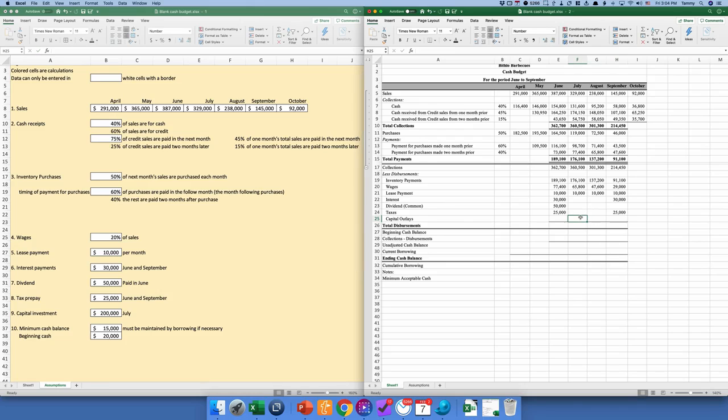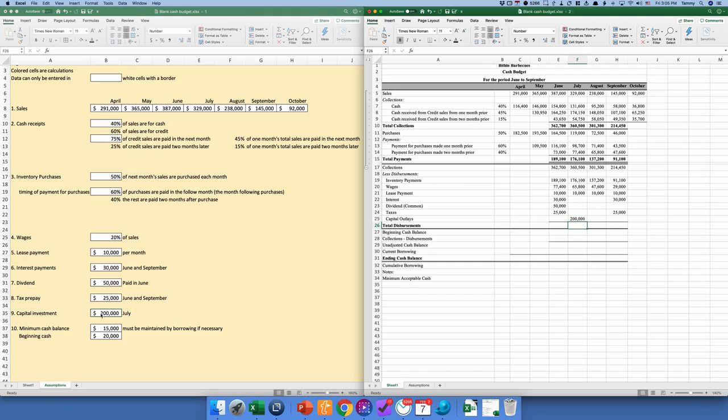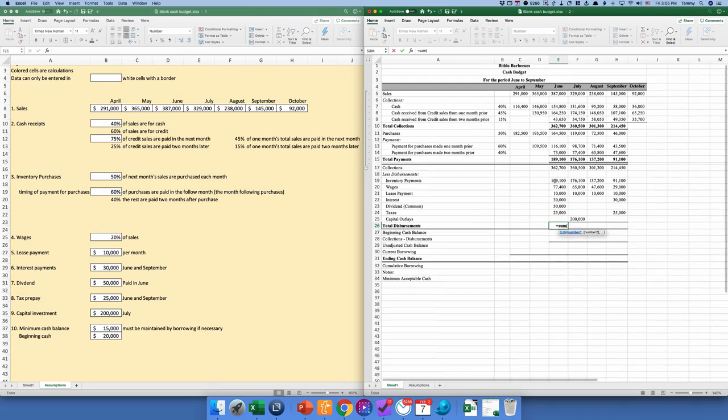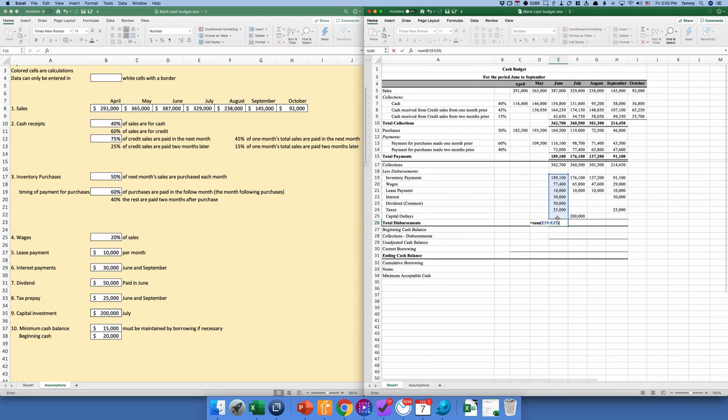Our capital investment, we are looking at spending some serious money in July, $200,000, and that's part of what we want to do this budget for. We want to see when we can afford to do this. Here's our total disbursements, and we want to make sure that when we're using this sum function, we get all of those rows, including the rows that are blank, just in case we move things around. Our total disbursements there are 381.5, etc. Going over here like that.